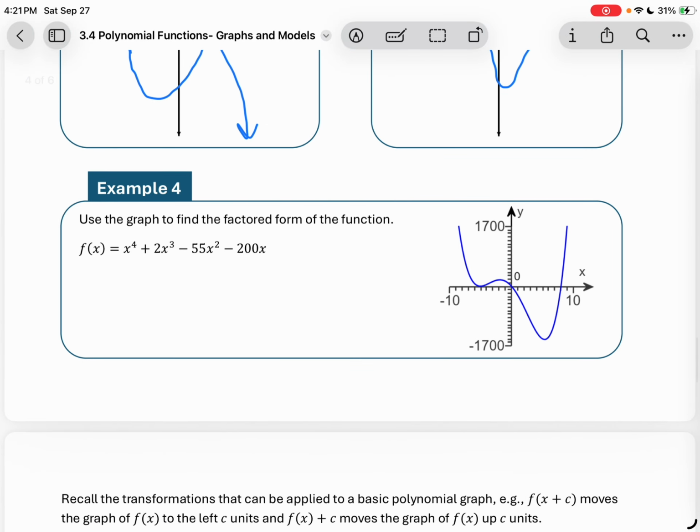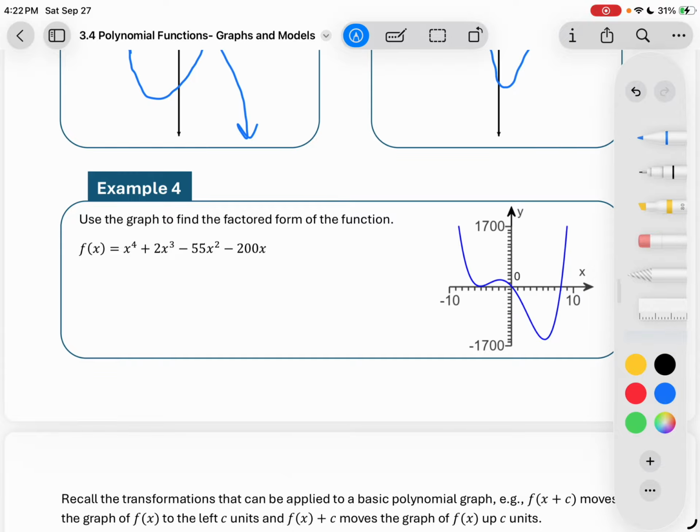Okay, example 4 is going backwards. It's saying use the graph to find the factored form of the function. So if we take a look at that, it is in standard form, and maybe we could factor that if we wanted to. However, it says use the graph to do it.